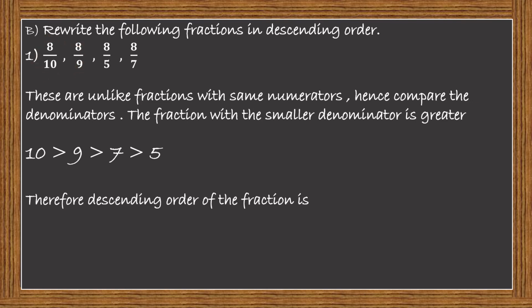So let's do that. Therefore, the descending order of the fractions is, yes, 8 upon 5 is greater than 8 upon 7 is greater than 8 upon 9 is greater than 8 upon 10. It's a typographical error, so you will make it 8 upon 10. Okay. So this is how you have to compare the fractions, and you have to write down the descending order of the fractions when the numerators are the same. So let's move on to the next example.